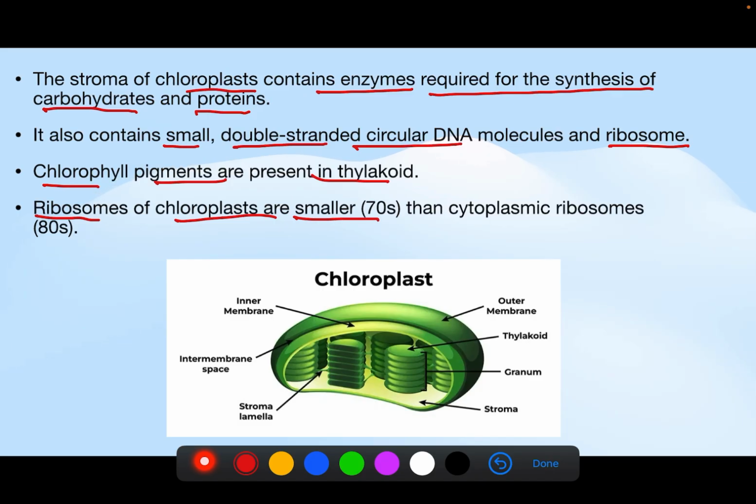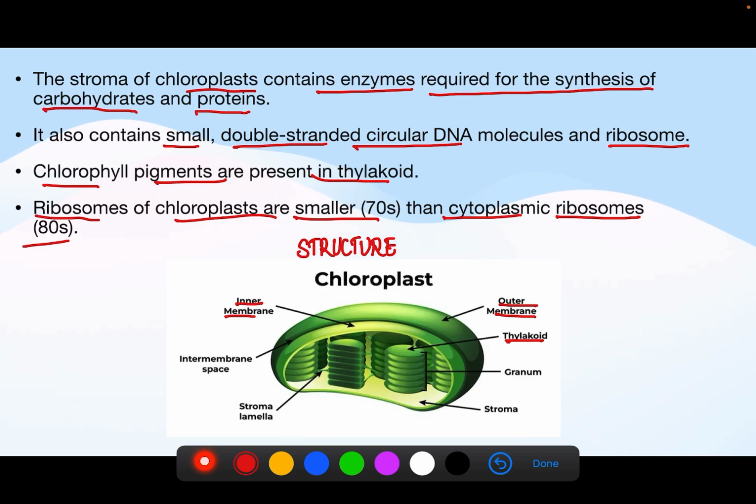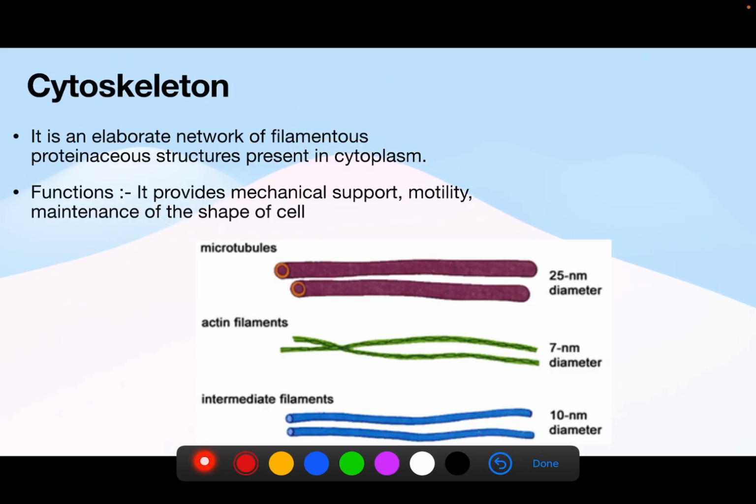The ribosomes of the chloroplast are smaller, these are 70S, than cytoplasmic ribosomes which are 80S. So now let's study about the structure of the chloroplast. It is a double membrane bound organelle containing an outer membrane and an inner membrane. The flattened membranes are called thylakoids and the group of thylakoids arranged like piles of coins is called granum. The lumen is called stroma and then the intermembrane space and the stroma lamella are present inside the chloroplast.